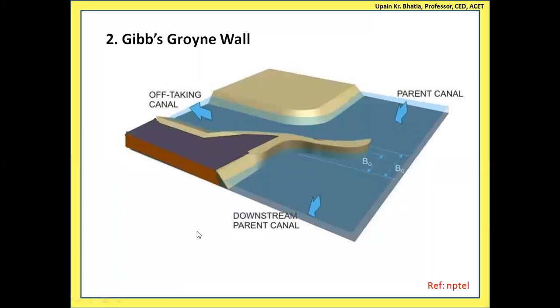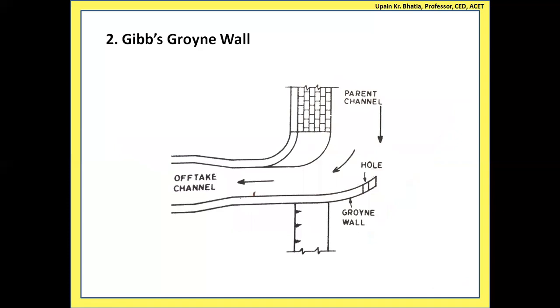So this is again the 3D view taken from NPTEL. This is the parent canal and this is the groin wall, and it is dividing the flow into two components. One component is going into this off-taking channel, and another component is going into the downstream of the parent canal. So this is the diagram that is available in the books. This is only one bank shown. This is the side slope, which is converted into vertical somewhere here, and ultimately back to the trapezoidal section. Okay, so thereafter this parent canal is divided.